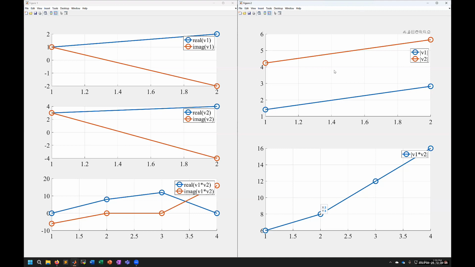On the top right, I have the magnitude of V1 and the magnitude of V2. V1 is the blue one, and V2 is the orange one. Then I take the tensor product of V1 and V2, and calculate the magnitude of the tensor product. As V1 and V2 increase, so does the magnitude of the tensor product. I see. Okay.